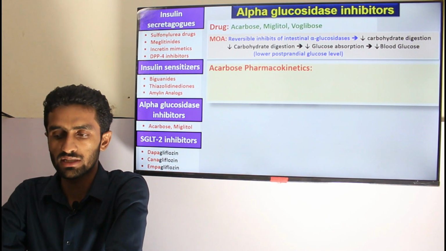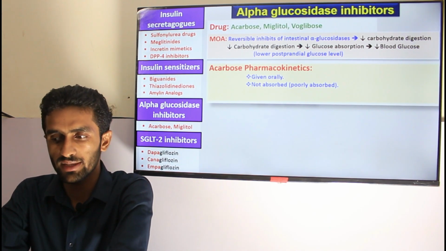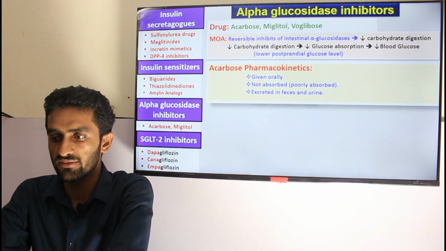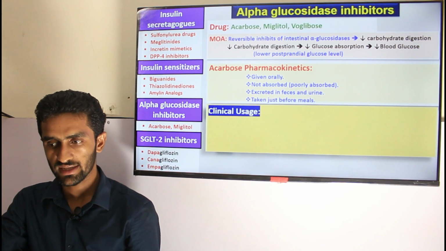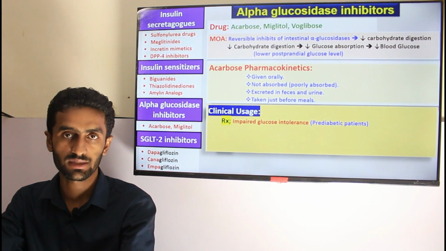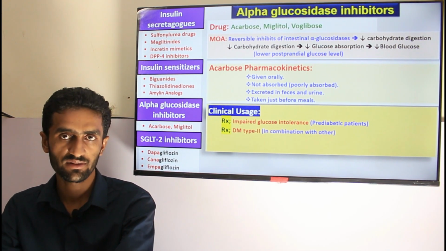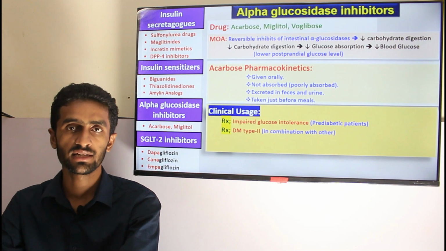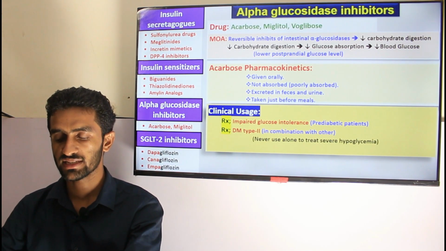Okay, acarbose, especially the pharmacokinetics: they are given orally, not absorbed, poor absorption you can say, and they are excreted in the feces as well as in the urine, taken just before the meal. Okay, so in clinical use, if there is impaired glucose tolerance, especially in the pre-diabetic patient, this is useful. And type 2 diabetes in combination with others, not alone, because they are just decreasing the upcoming glucose. Okay, so never use alone to treat severe hypoglycemia.